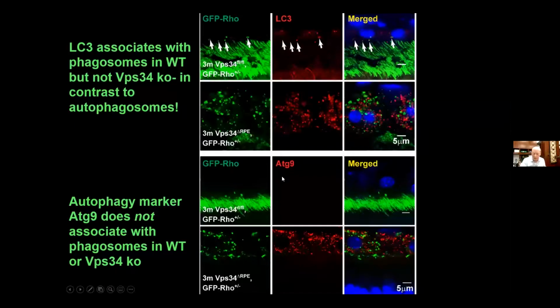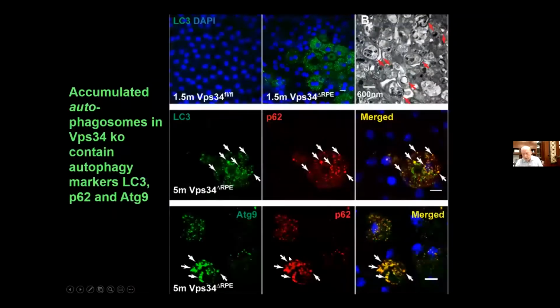ATG9, which is a critical player in autophagy, does not seem to play a role at all in phagocytosis. It is not recruited either in wild type or knockout mice to the phagosomes. So even though phagocytosis has been referred to as LC3 mediated autophagy and such terms, it's really a completely different process from autophagy. And there's only a few players that they have in common, such as PI3P, LC3, and of course fusion with the lysosomes.